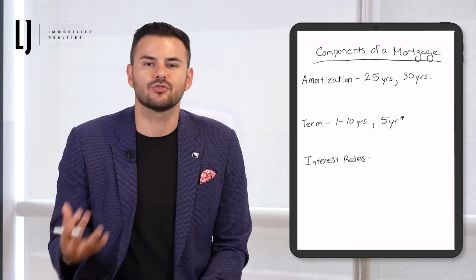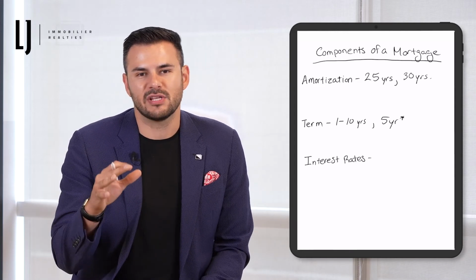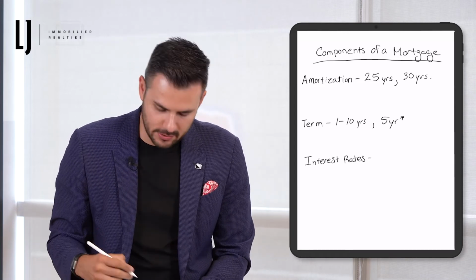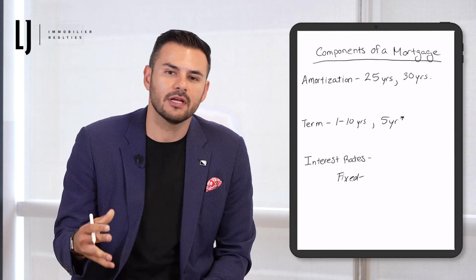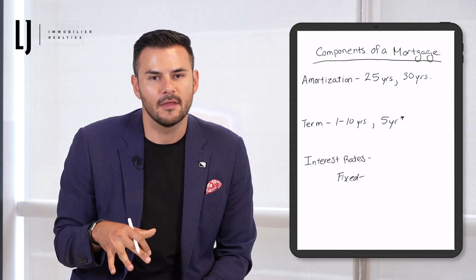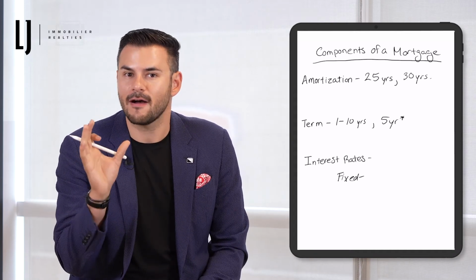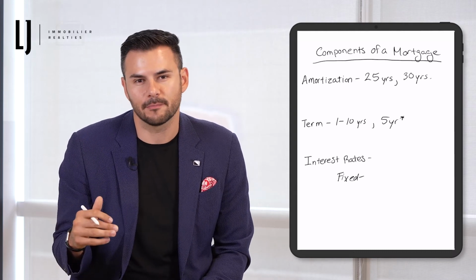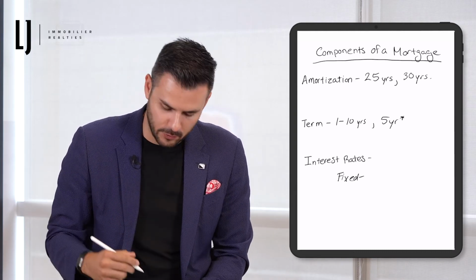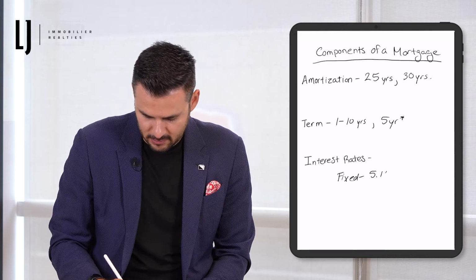Now, interest rates are the next component. Interest rates get broken down into two different types. We first have the fixed rate. And the fixed rate is you buy a property today, and for the term, so for that 5-year period, your terms are not going to change. Your interest rate's going to be locked in for that period. Okay. Today, a 5-year fixed rate is about 5.19.